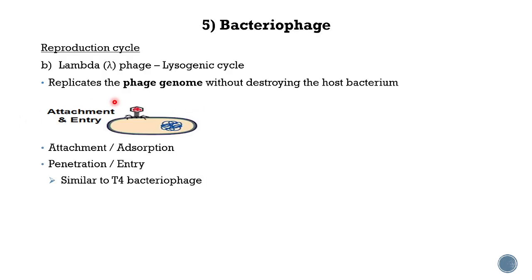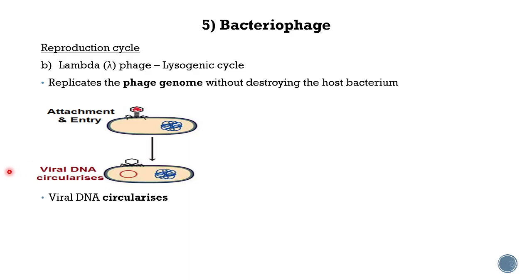In terms of the process, the attachment is the same, just that lambda phage does not have so many tail fibers, so the binding is a bit different, but there will still be attachment to specific receptors. There is still the contractile sheath contracting, driving the hollow tube inside the bacterial cell, and the DNA enters through the hollow tube. So these two steps are the same. One difference is that once the viral DNA enters the cell, it will circularize. This is quite specific to the lambda phage, which does not happen for the T4.